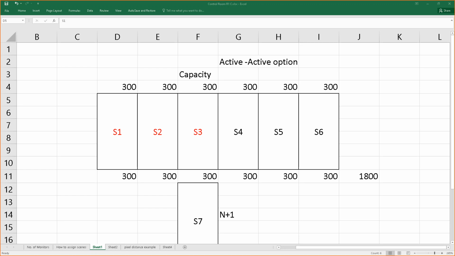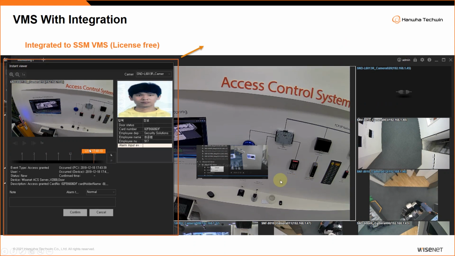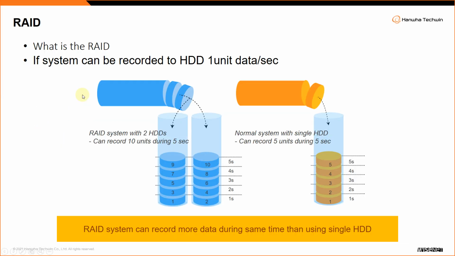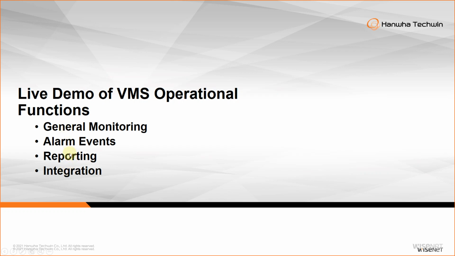Okay, so we saw, in VMS, you can also integrate to third-party systems. For example, access control. If someone opens the door, you can have a pop-up with the photo of the person from the access control and what was the event, access was granted or denied. You can unlock the door and so on from the VMS. You can map camera and door icon in the same map from the VMS. So it's called unified mapping, right? And we saw these yesterday, reporting, integration, alarm events, general monitoring of different cameras from different NVRs.